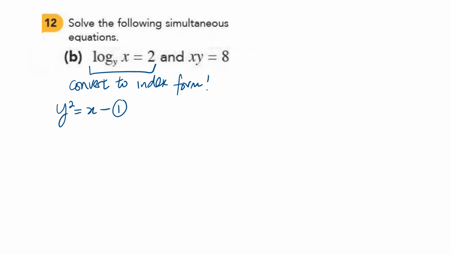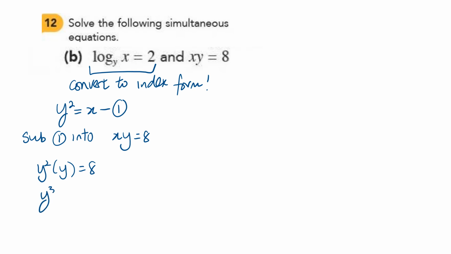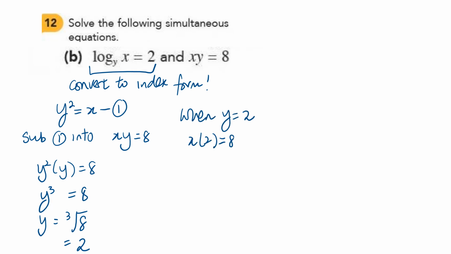So y to the power of 2 equals x, and then substitute that into your equation 2. You get y times y squared times y equals 8. So y cubed equals 8. So y is the cube root of 8, which is 2. After finding y equals 2, just substitute back into your equation xy equals 8, and then you get x equals 4.